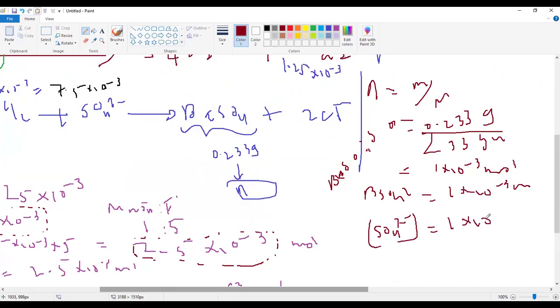So that is 1 into 10 power minus 3 moles divided by the volume. Now here in the third step, they took a 10 cubic centimeter sample, not 50 cubic centimeter. Therefore, the volume is 10 times 10 power minus 3 decimeter cube. So it is 0.1.